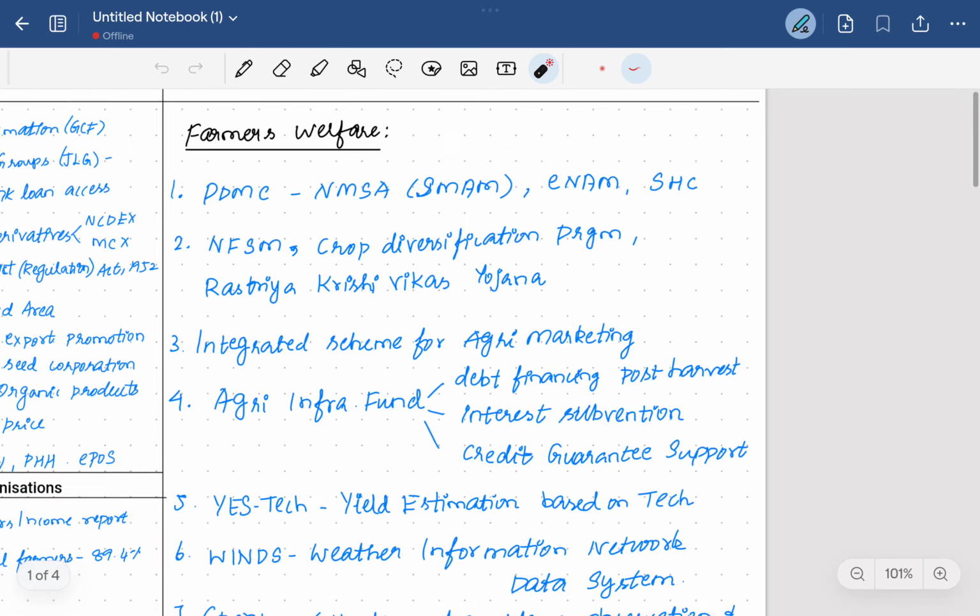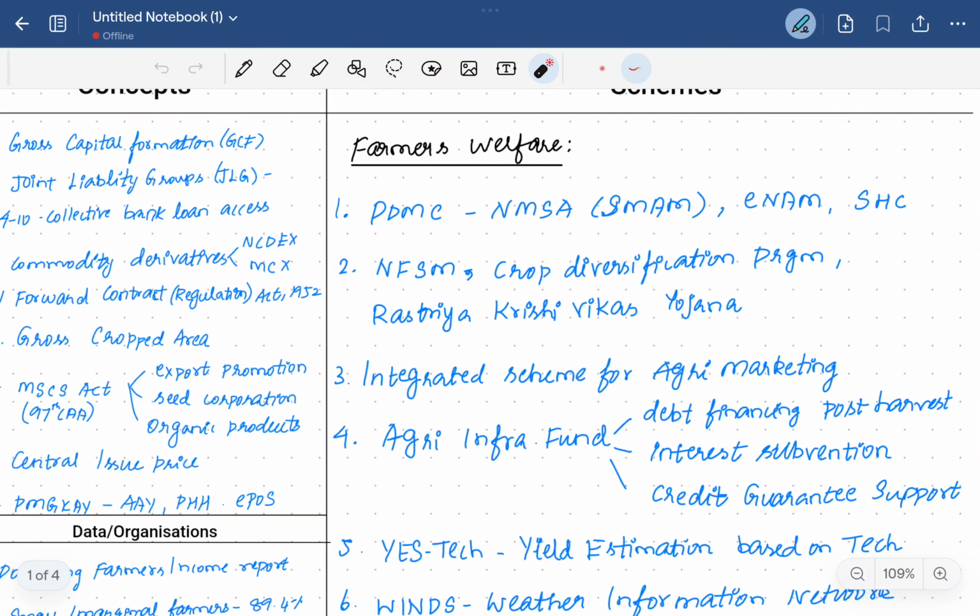Then the schemes which are discussed in this chapter are regarding farmers' welfare. We have the More Crop Scheme under the National Mission for Sustainable Agriculture, the eNAM scheme, then the Soil Health Card. The eNAM is also a market access platform directly. It's like an e-commerce platform for exchanging farmers' goods between farmers and consumers through this eNAM portal.